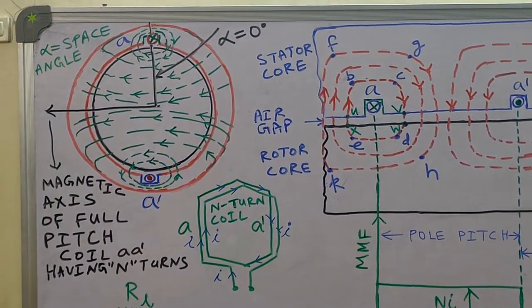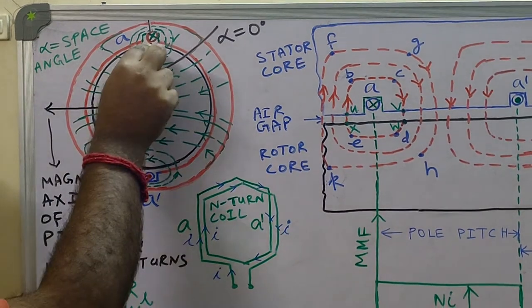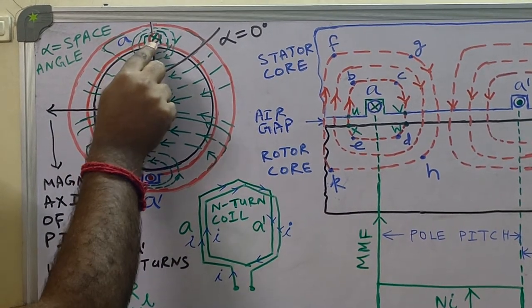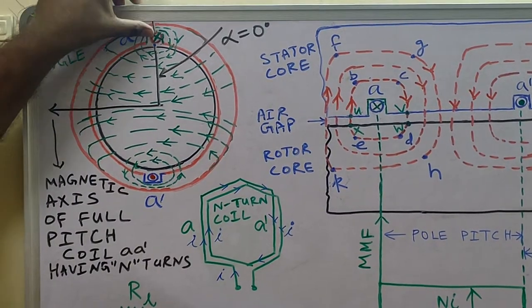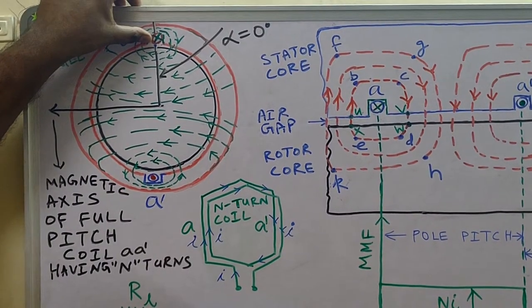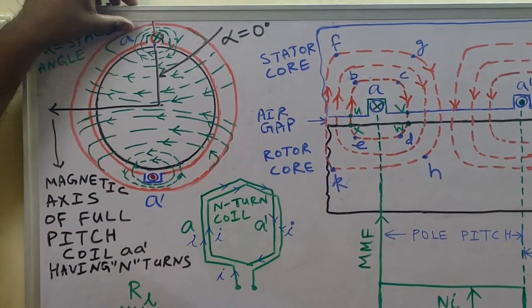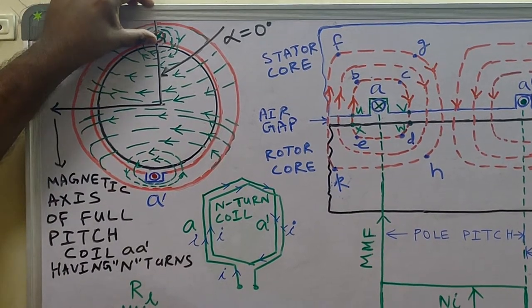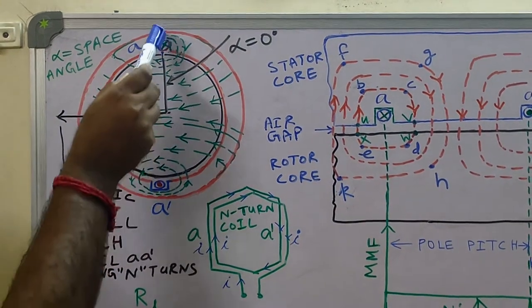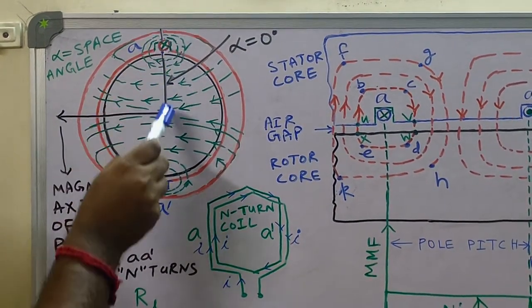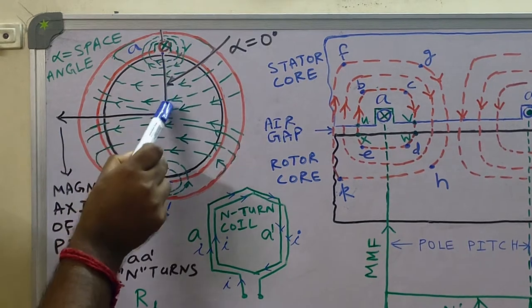That means we will define this point which is in front of slot A or coil side A. We will define this point in the air gap, in front of coil side A, by angle alpha equal to 0. So this line passing through slot A is our reference axis. This is our alpha equal to 0.